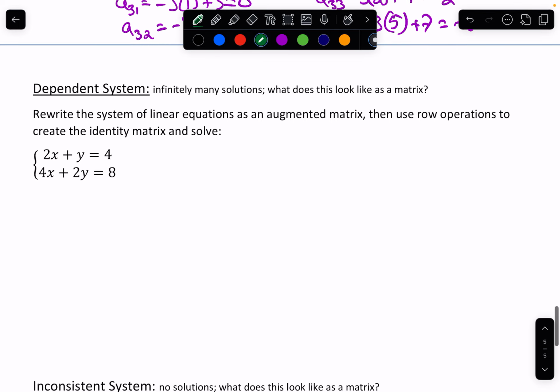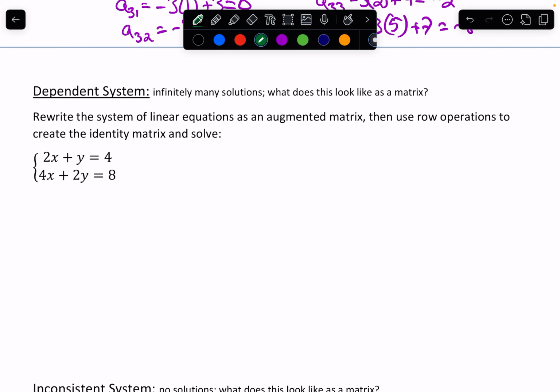Okay, now we're going to look at dependent and independent systems. So we have a dependent system. Remember, we talked about these in 6.1 with the system of linear equations and possible solutions. So this is the same thing. A dependent system has infinitely many solutions. So what does this look like as a matrix?